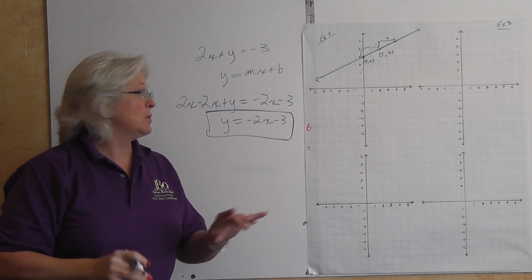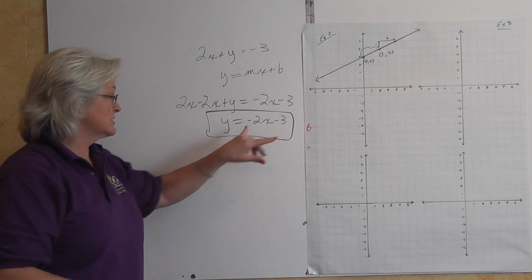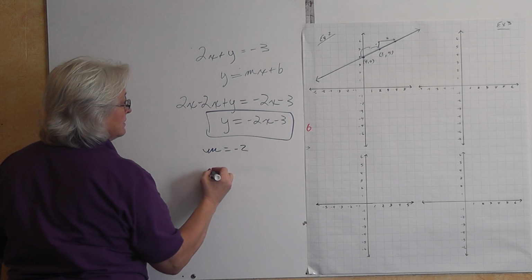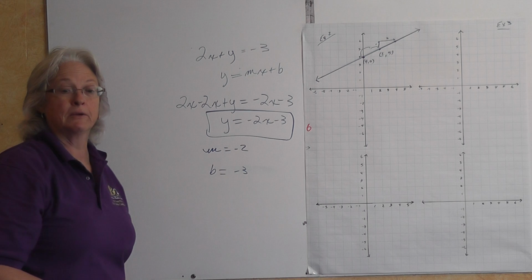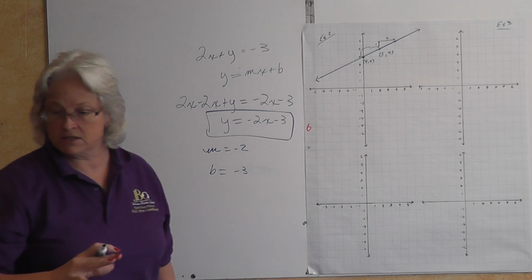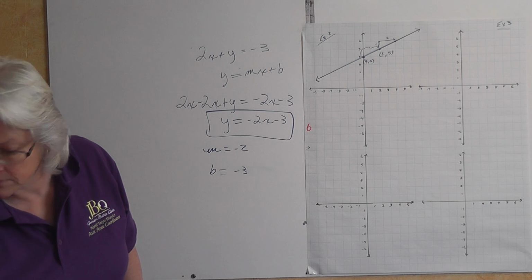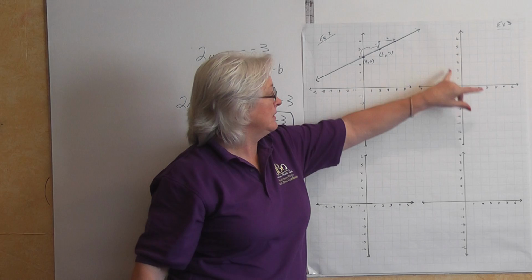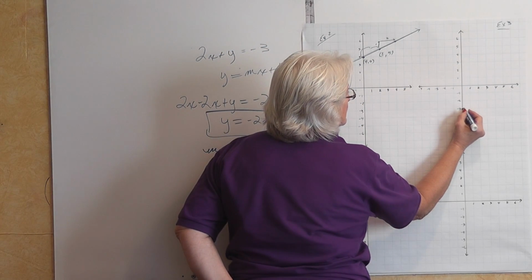We've now solved this equation for y. We now have the slope-intercept form, and you can see that our slope is -2, and our y-intercept is -3. What does this mean to us? Well, this means that the y-intercept is -3. 1, 2, 3. We can label this point.